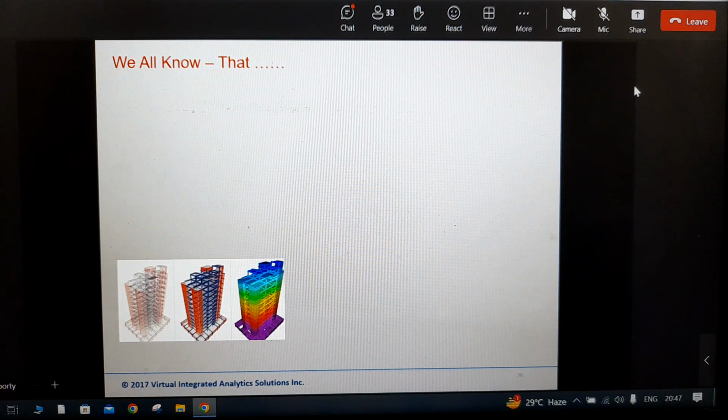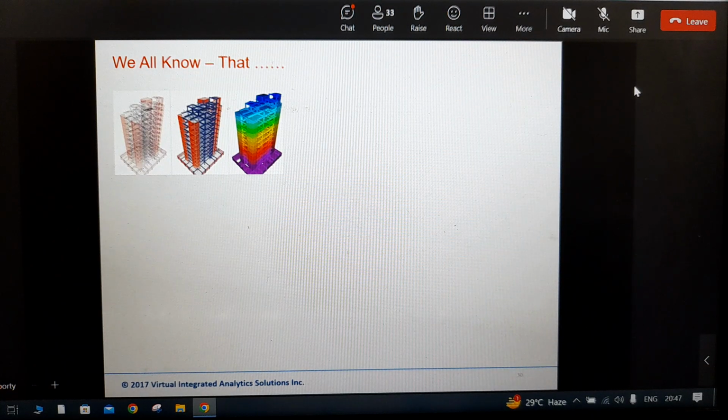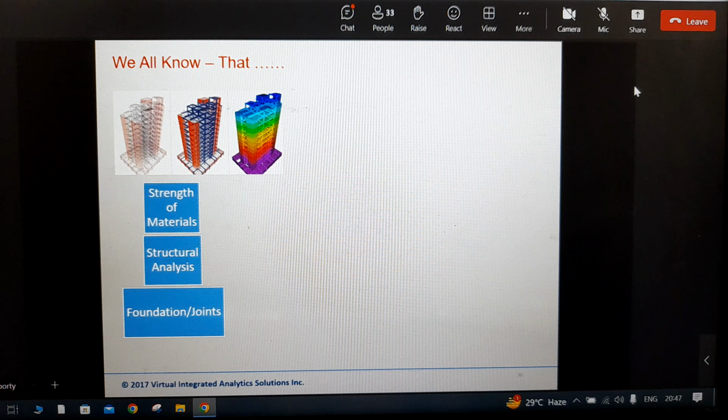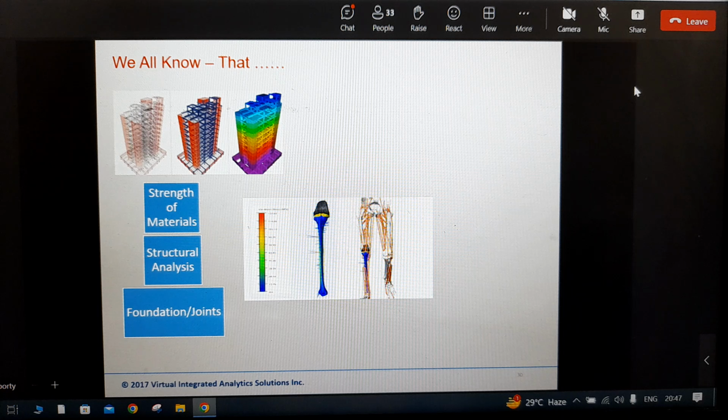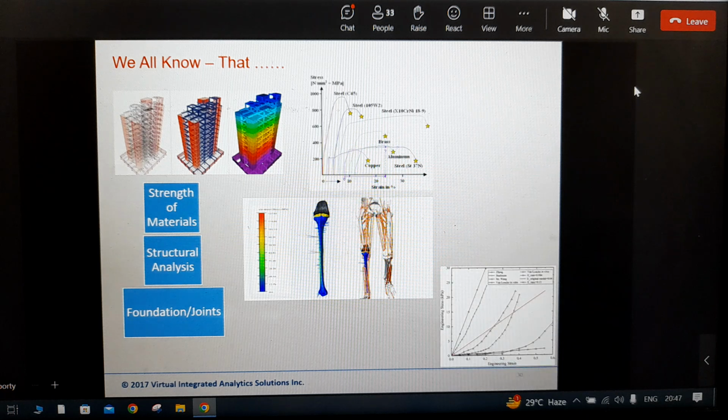As a civil engineer, you all know, if you have a building, you can solve this. It needs strength of materials, structural analysis, some foundations and joints and all this, right? Bending moment, shear force and all. If you do a musculoskeletal problem, it's exactly the same thing. The same thing happens there. There are joints, there are foundations and everything, maybe with a different name. That's all it is. And if you look at the stress-strain curve, the material is different. That is it. It's still a stress-strain curve. The curve looks different.